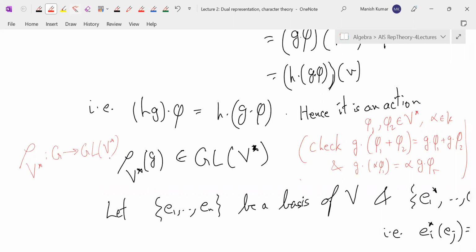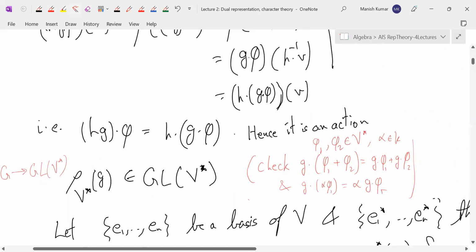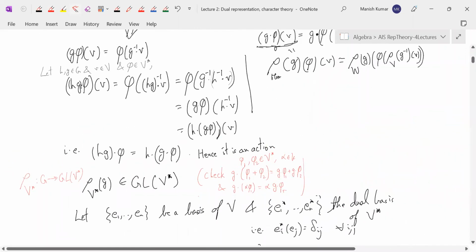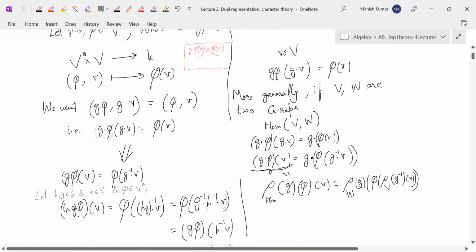Okay, so we can also tell you, if we know the matrix of rho G with respect to some basis, then we can give a description of the matrix with respect to the dual basis. Yeah, but before that, let me just give you an alternate way of thinking about this dual representation.